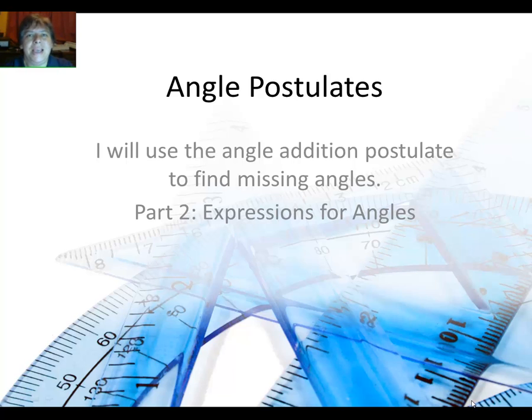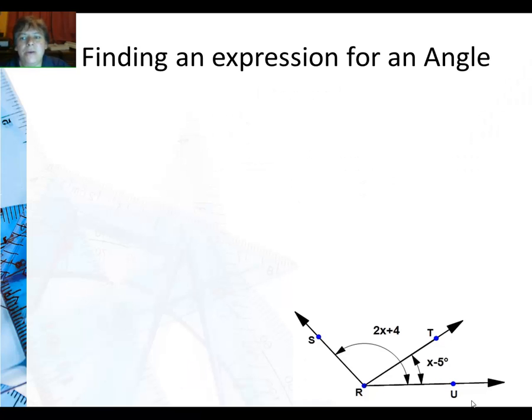Now we're going to use the angle addition postulate to find the expression of an angle. Now this can be trickier than you think it's going to be because, for example, let's say I'm trying to look for this angle right here. I can see the whole angle and I can see this part of the angle, but I'm missing this.